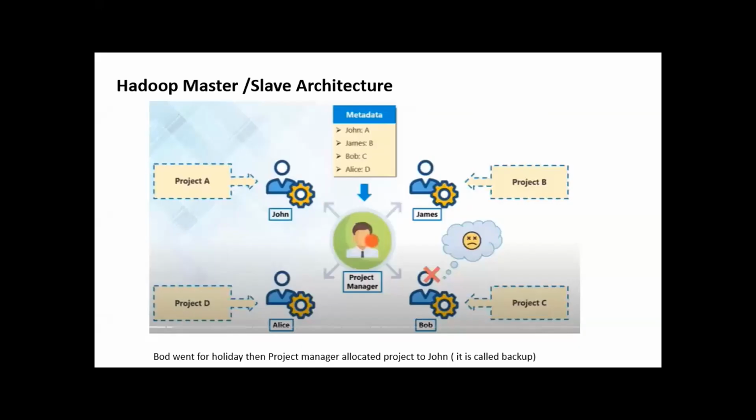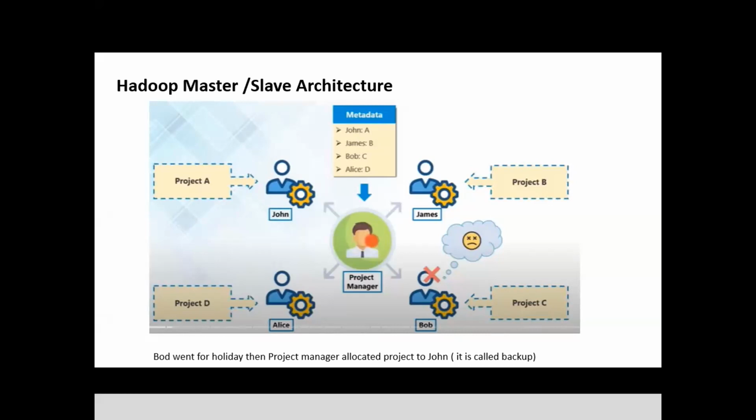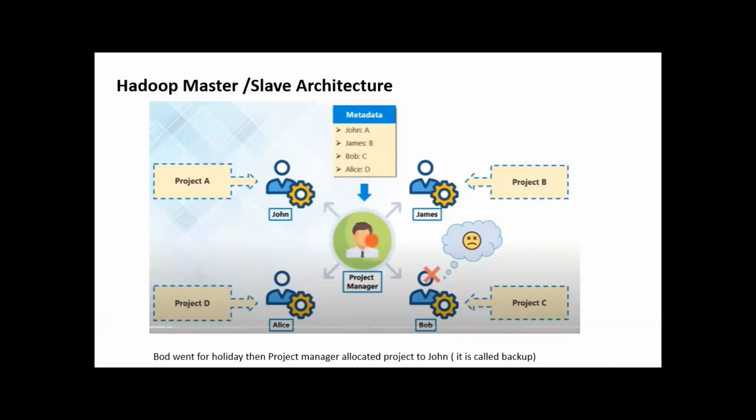Able to see the screen, guys? Loading for you. I'm just teaching you the difference between data node and name node. Okay. Now let's say we have 5 people in our team. Clear, okay? Then we have John, James, Bob, and Alex. And we have one project manager.